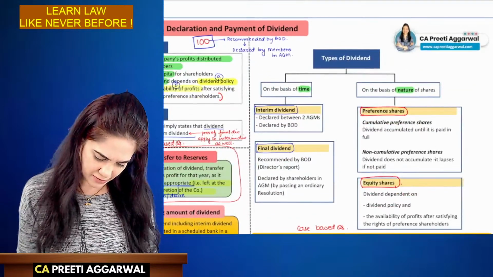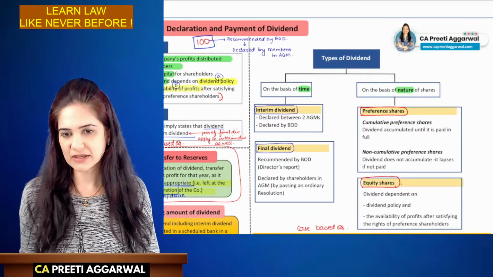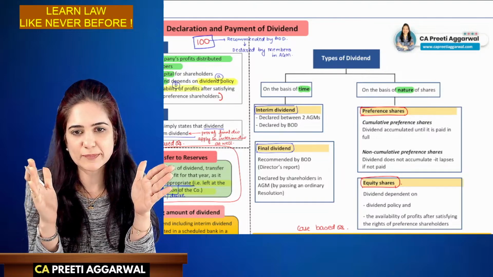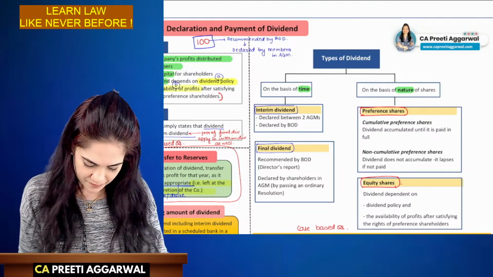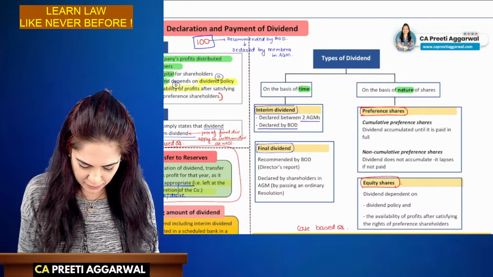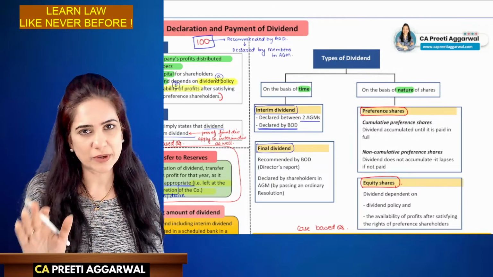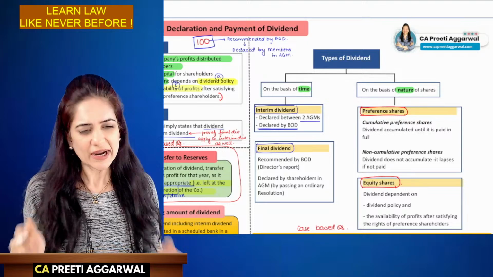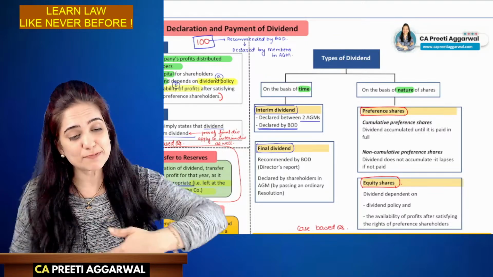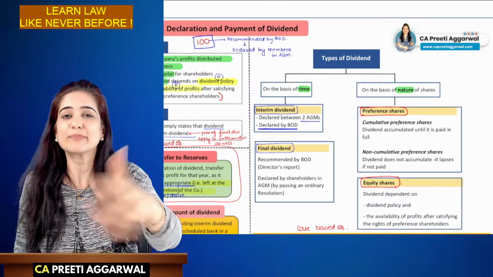So dividend can be interim or final. Interim dividend is the dividend which is declared between two annual general meetings. It is declared by the board of directors. It is not to be confirmed by the equity shareholders in the general meeting. Interim dividend is proposed and declared entirely by the board of directors.